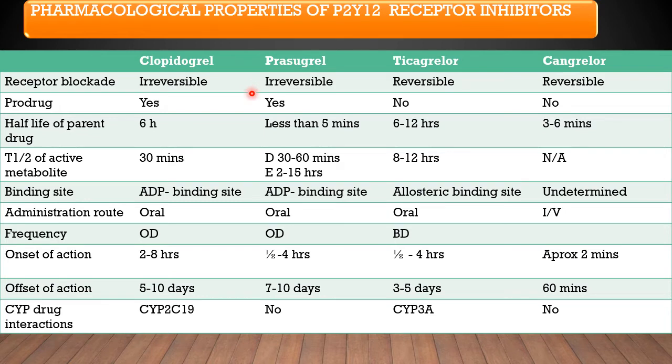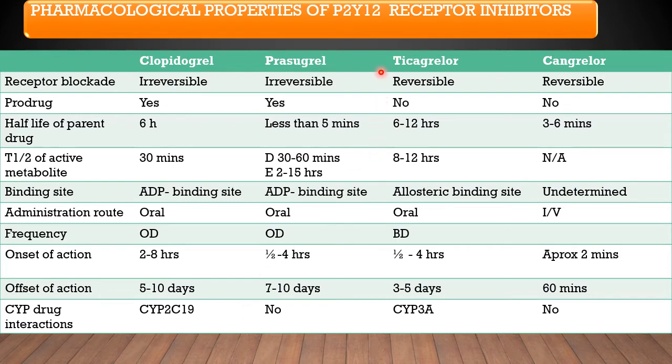Regarding PRASUGREL, it is also an irreversible receptor inhibitor. It is a prodrug, and the half-life of the parent drug is less than 5 minutes. Its distribution half-life is 30 to 60 minutes, and elimination half-life is 2 to 15 hours. It also binds to the ADP binding site. It is administered orally in an OD dose fashion, with an onset of action ranging between 30 minutes to 4 hours and offset of action 7 to 10 days. It has no cytochrome P450 drug interactions.